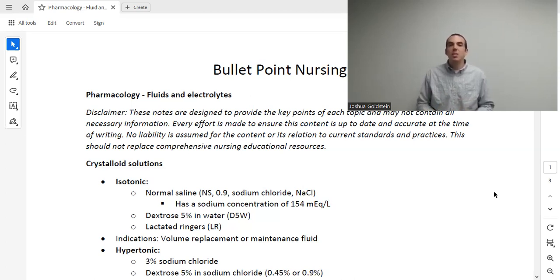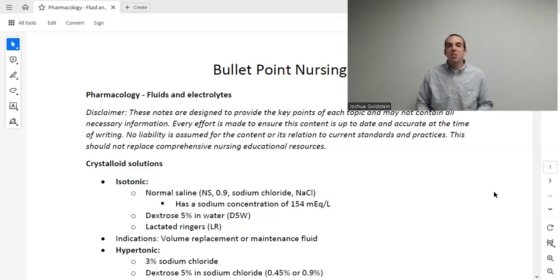Let's go through a little bit of terminology because you are going to see these different terms in practice. Normal saline is also known as NS, 0.9 or just 0.9, sodium chloride or NaCl. All of those are synonymous terms. Next, we have dextrose 5% in water, which is D5W, or lactated ringers, LR.